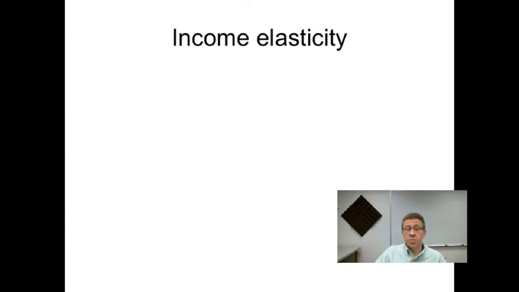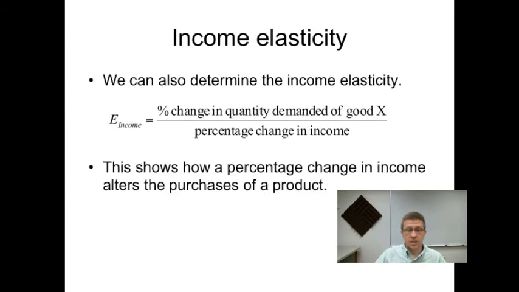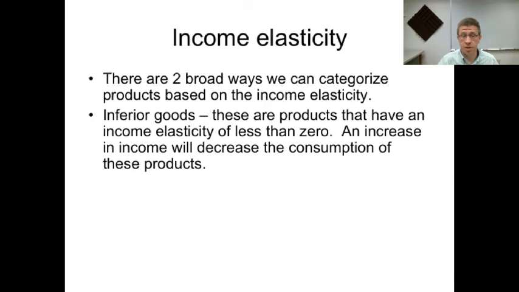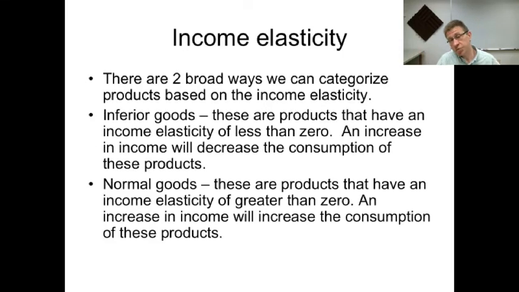Okay, we're moving on from cross-price elasticity to income elasticity now. Same general concept, but now instead of percentage change in a price, it's just the percentage change in income in the denominator. So how much does the quantity of some product X change when you have an income change? Right? Percentage change in income alters the purchase of a product. The two broad ways we categorize based on income elasticity is inferior goods versus normal goods.